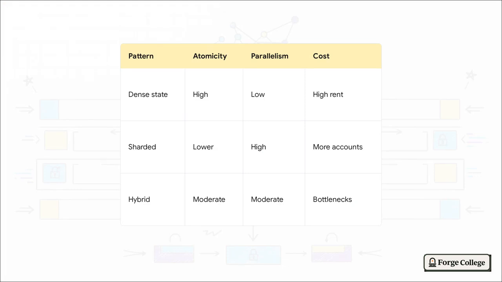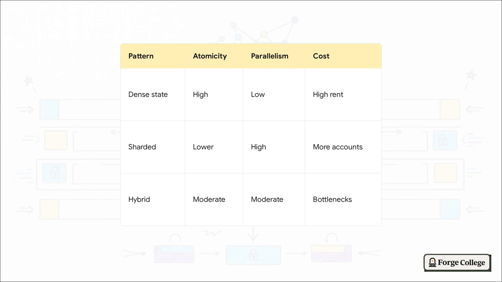If you use a single account dense state, basically shoving everything into one big account, you get super high atomicity, but very low parallelism, meaning high contention. Plus, larger accounts cost more rent. On the flip side, sharded accounts, splitting your data across many accounts, give you high parallelism because everyone can lock different machines independently. But obviously, you've got way more accounts to manage and lower atomicity across those shards.